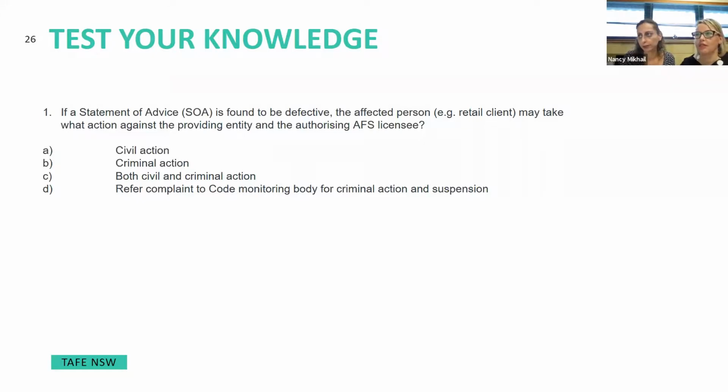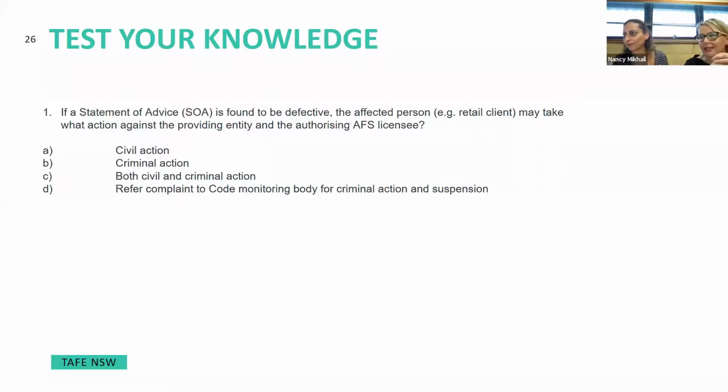Oh yeah, good. The poll's up. Okay. If a statement of advice is found to be defective, the affected person, for example a retail client, might take what action against the providing entity and authorising AFS licensee? A, is it civil action? B, criminal action? C, both civil and criminal action? Or D, refer complaint to code monitoring body or criminal action and suspension?